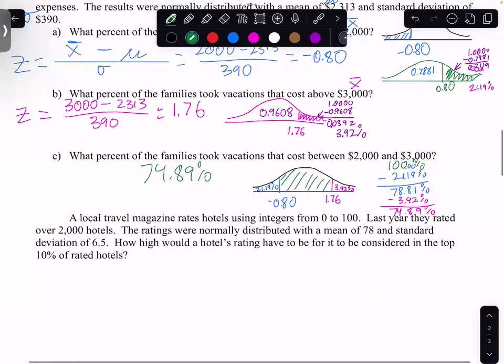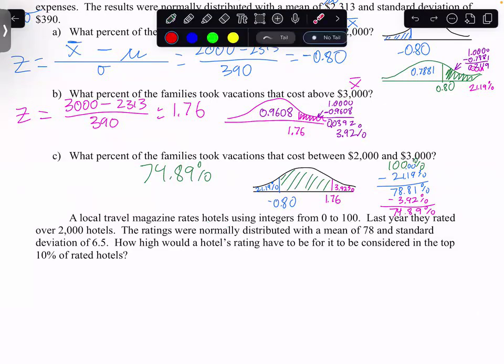Okay, so we have one last situation. A hotel gets a rating from 1 through 100. They rated over 2,000 hotels. Ratings are normally distributed, mean 78, standard deviation 6.5. What does the rating need to be for it to be considered in the top 10%? Okay, so how do we do this?